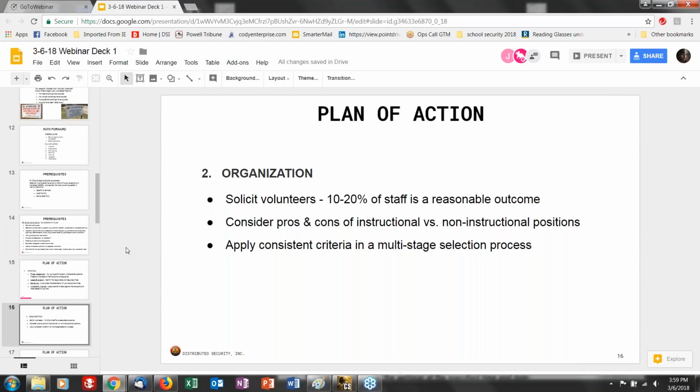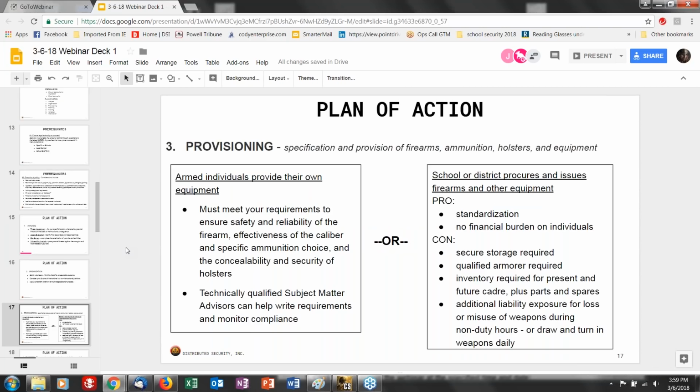Then we come to the step that we call provisioning, which means to specify and provide firearms, ammunition, holsters, and ancillary equipment. In a school context, there's really only two possible approaches here. The first one, which we prefer and recommend, is that armed individuals provide their own equipment. You certainly should establish requirements that ensure safety and reliability of the firearm, the effectiveness of the caliber and of specific ammunition choices, and the concealability and security of holsters.